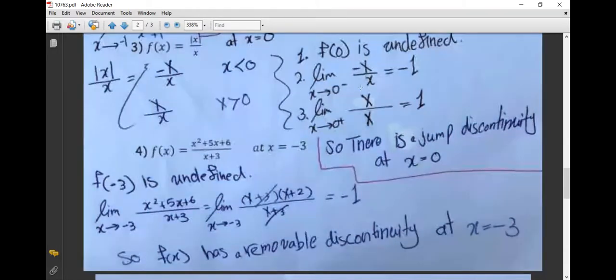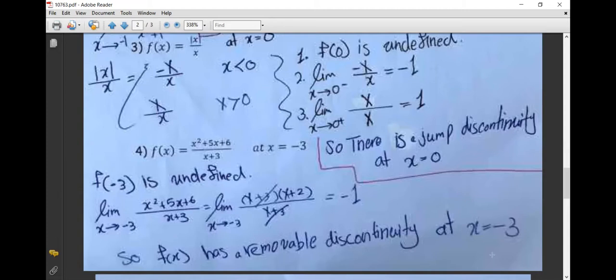Yeah, if before and after, in positive and negative, the limits are different, and in the middle it is undefined, then this is called jump discontinuity. Okay. Yeah, now next one.